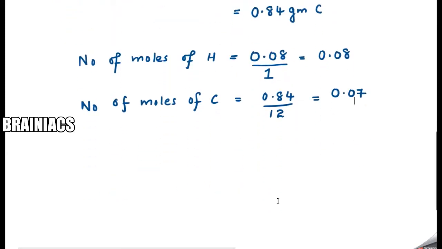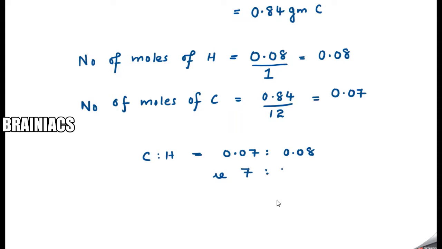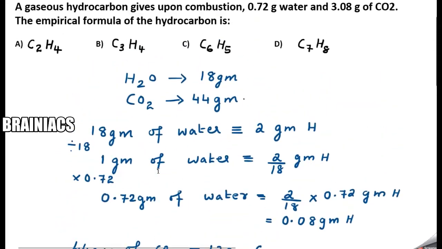So we can say carbon is to hydrogen is equal to 0.07 is to 0.08. So that means we cannot further make this to simplest value. Since it is a ratio, this can be rounded as 7 is to 8. Correct? So we say the simplest formula possible is C7H8. Correct? So I hope you understood. So we will see whether this option is there. C7H8. Yes, it is present as option D. So I can mark that as my answer for this question.